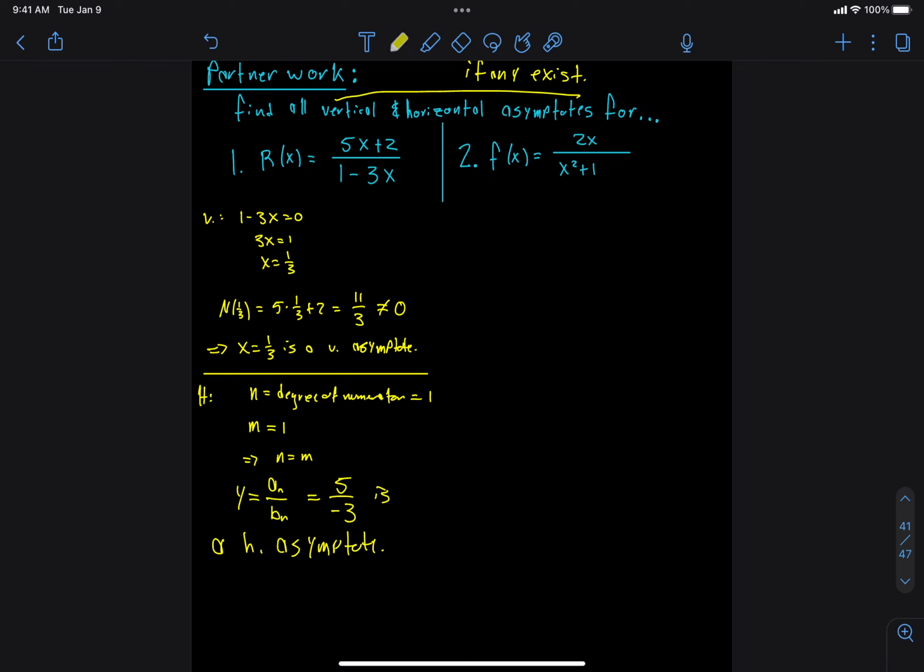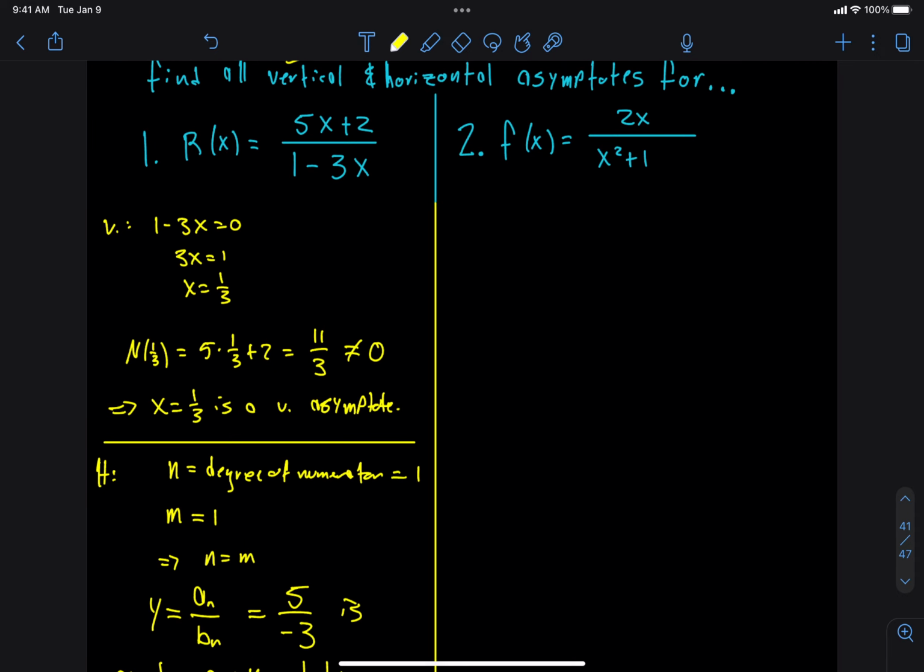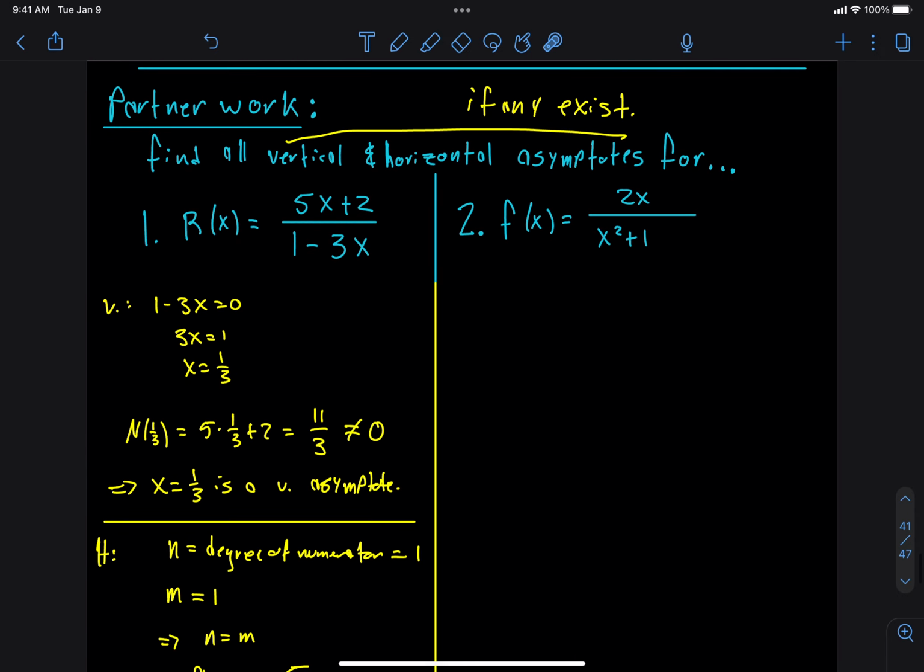Second one is, I think, a lot more tricky. So, our goal is to find any vertical asymptotes if they exist. So let's try. Vertical asymptotes, what am I going to do? I'm going to take the denominator and set it equal to 0. Uh-oh. What's going on here? Could someone explain for me what's going on here? Why am I in a bit of trouble here?